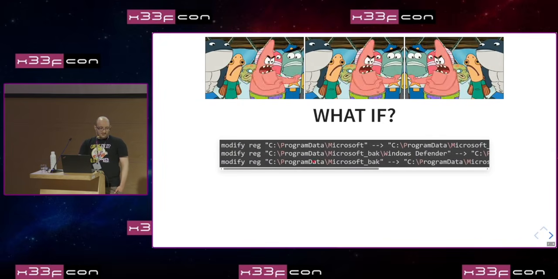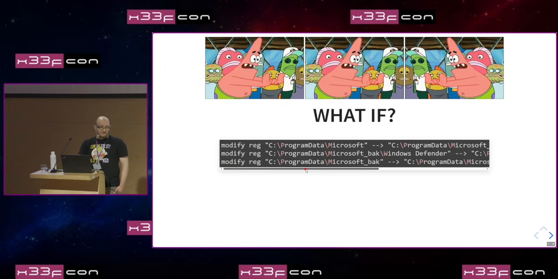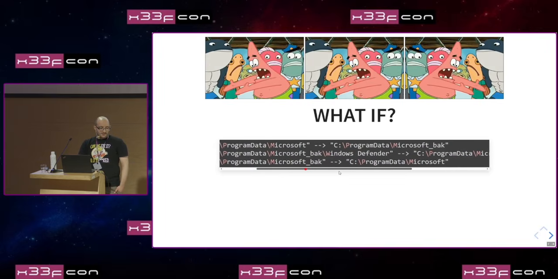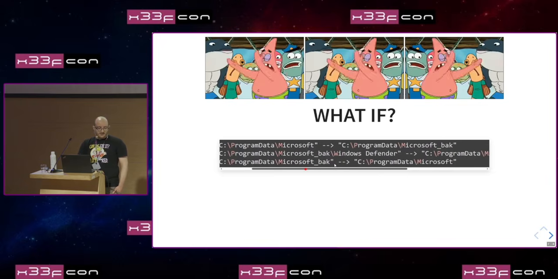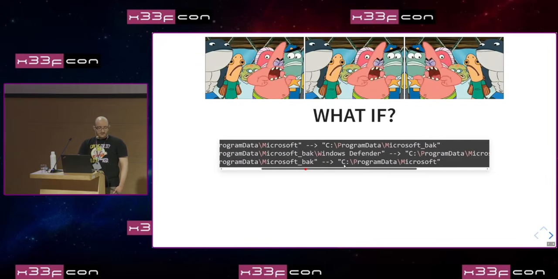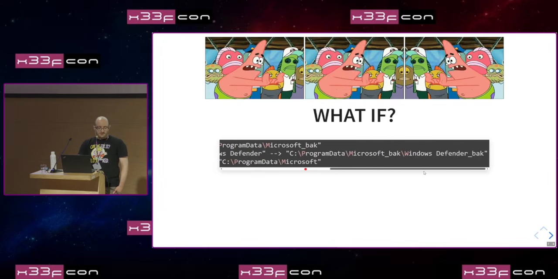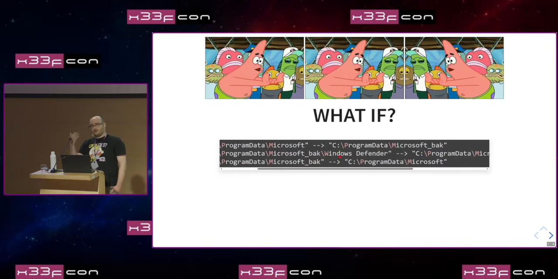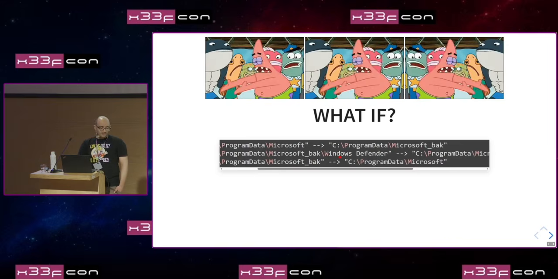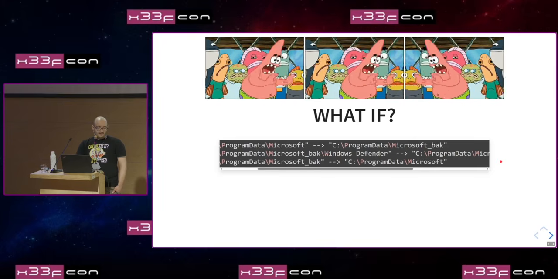So what we do is, we manually write the registry keys. We start by moving C:\ProgramData\Microsoft to C:\ProgramData\Microsoft_back. Then inside this moved Microsoft_back folder, we move the Defender folder to Defender_back. And then we just move the whole Microsoft_back folder back to the original location. And this could work, right?